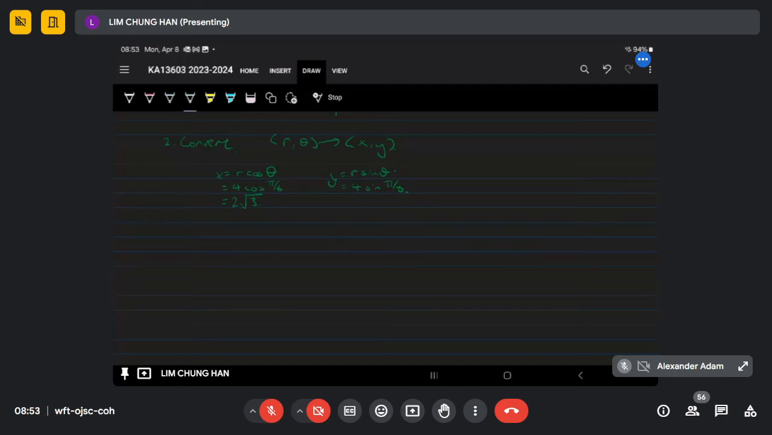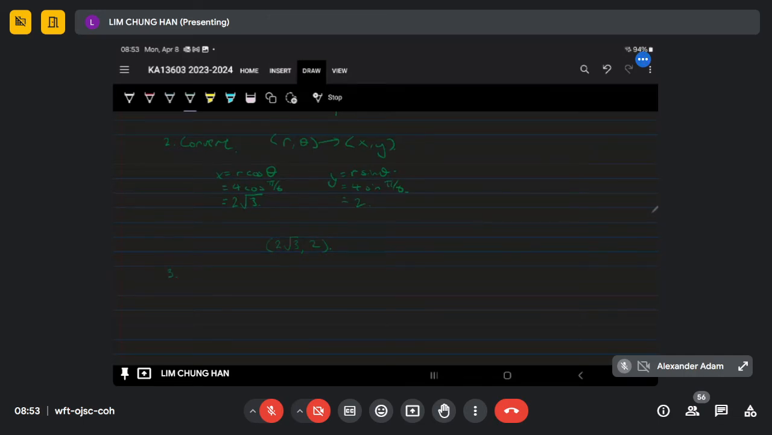All right. Next, y is 4 sine pi over 6. You do that in your calculator, it's going to give you how much? 2. Yeah, 2. Okay. So therefore, what is your xy coordinate? Two square root 3, 2. Okay, so we finished the conversion, but there is one more step.